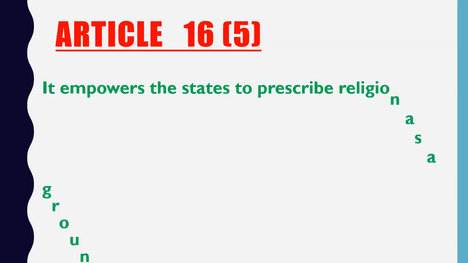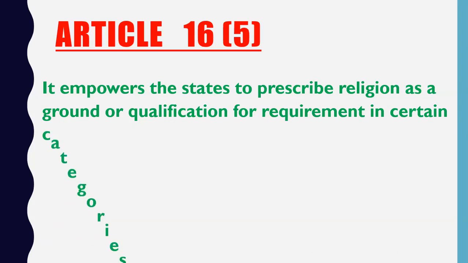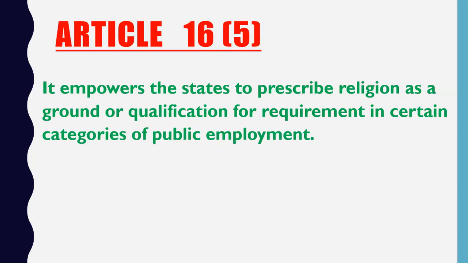So friends, now let's move further. Then comes Article 16 Clause 5. So what does Article 16 Clause 5 say? Friends, Article 16 Clause 5 empowers the state to prescribe religion as a ground or qualification for recruitment in certain categories of public employment. It empowers the state to prescribe religion as a ground or qualification for recruitment in certain categories of public employment.